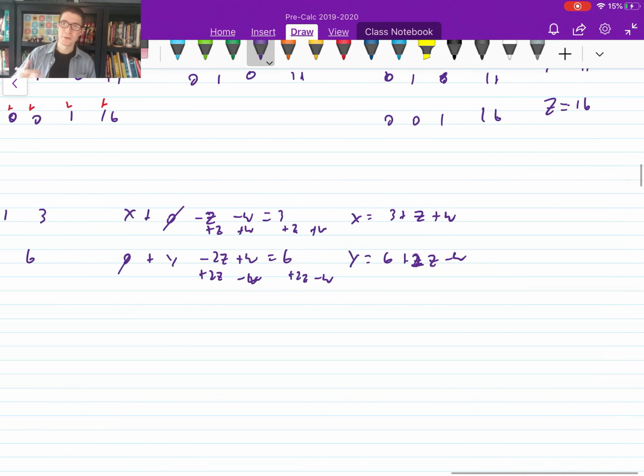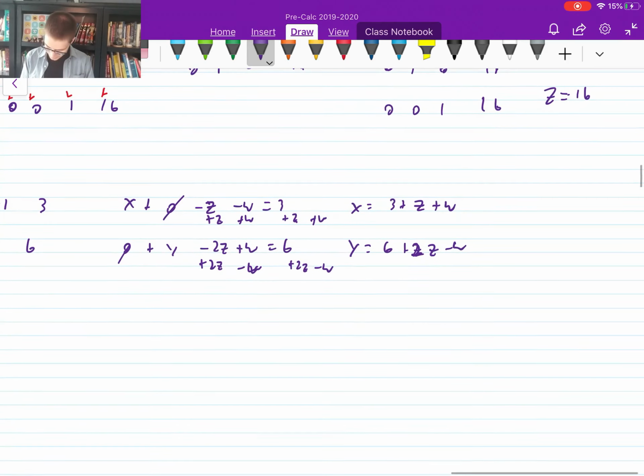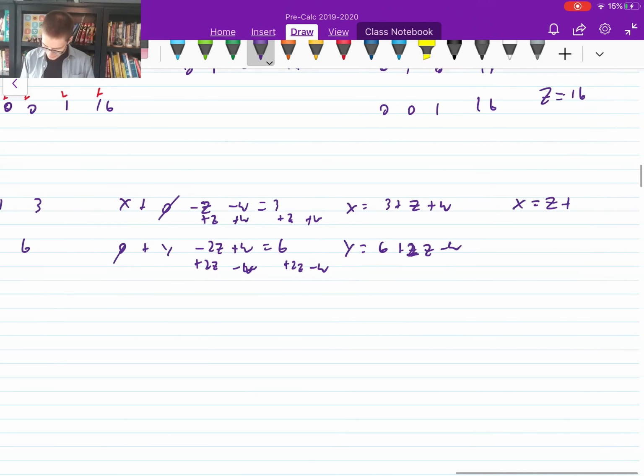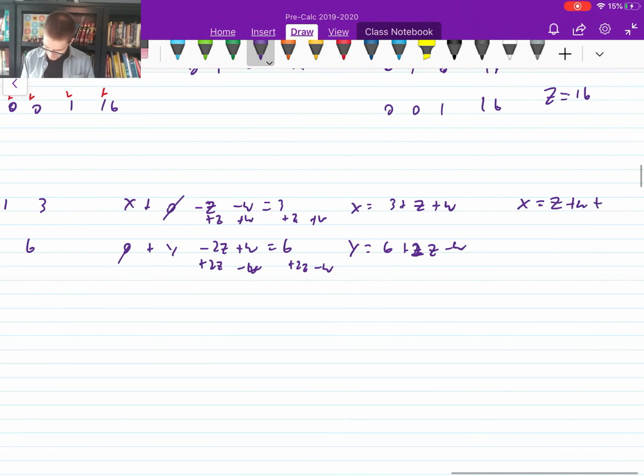Now, as far as the format of the answer, they're probably going to want the variables first, and then the constant last. What I mean is, you probably want it in the form x equals z plus, can I get more space? No, I'm out of space. Plus w plus 3, and then y equals 2z minus w plus 6. There we go. Then we'll copy all of that. That's fine.